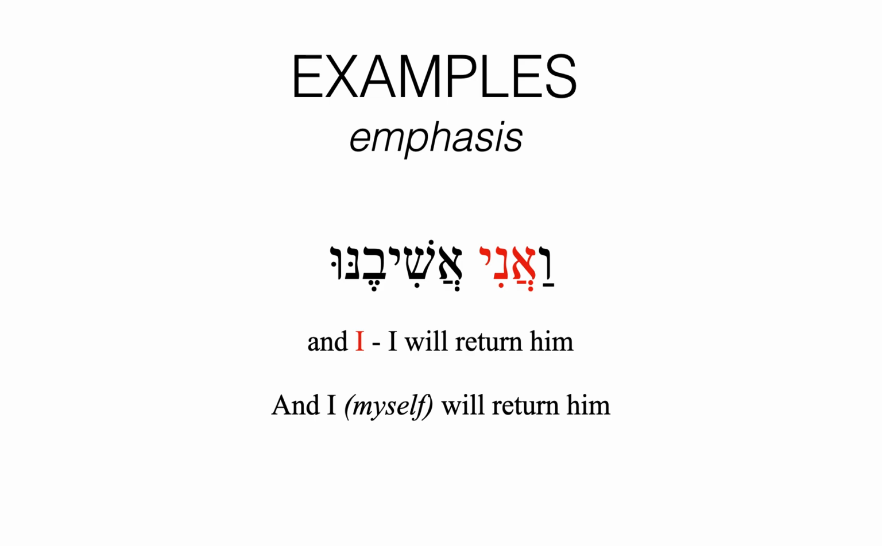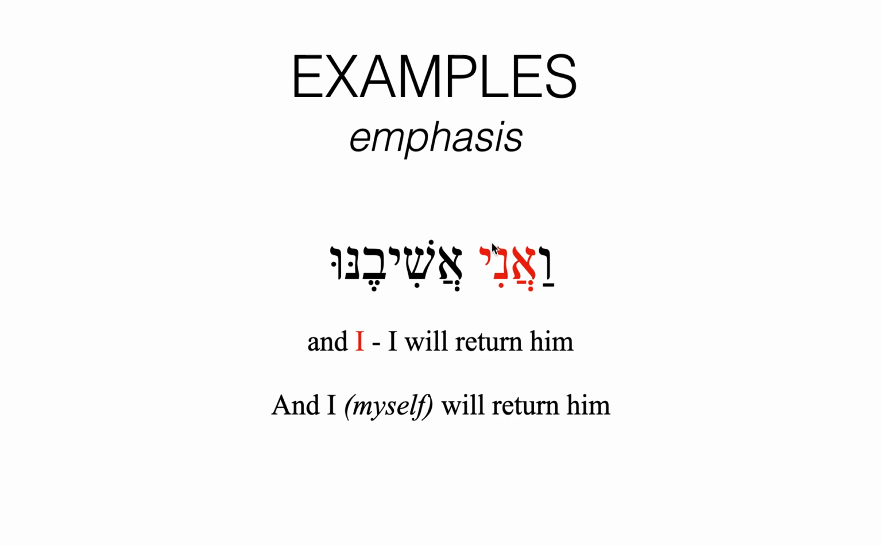The second example is an example of a pronoun used for emphasis. Ve'ani ashivenu. Ve'ani, ani, again, this is the first person I. So, and I, and ashivenu means I will return to him. Ani is not necessary in this clause because ashivenu already means I will return him. So ve'ani ashivenu just means and I will return him.